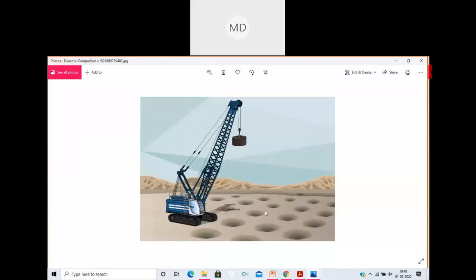And this spacing between the grids, suppose this is one grid, the whole flex thing is shown here. Compaction is done, the drop is put here, and the spacing between the grids will depend on the type of foundation load you are going to apply, and also the subsurface conditions.